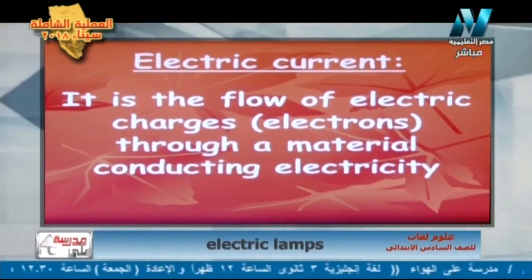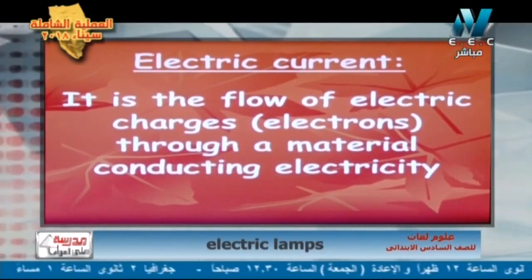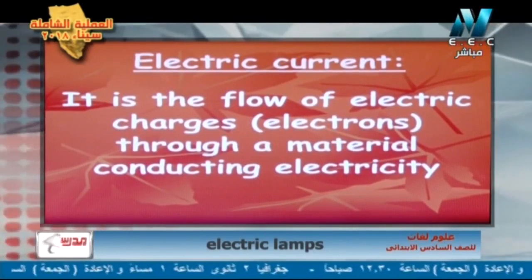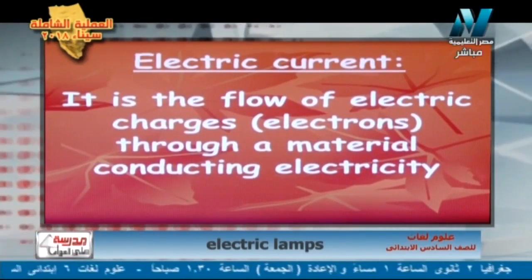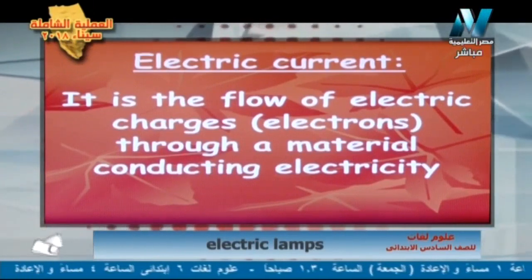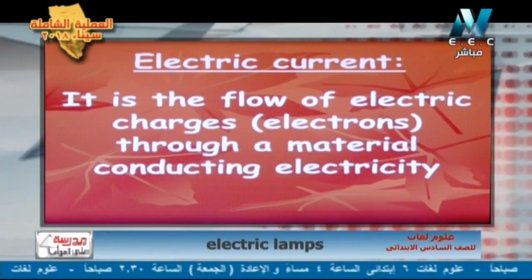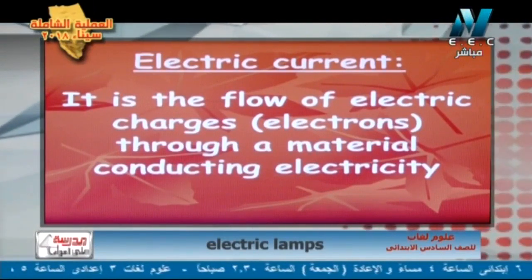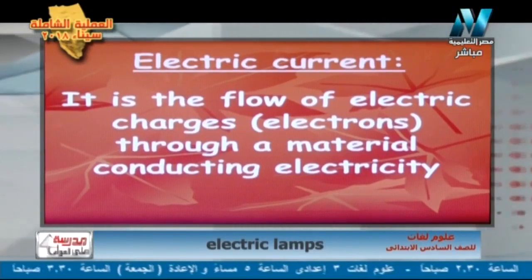يبقى هنا استنتاج مهم جدا ان كلمة electrons هي electric charge. electron هو عبارة عن شحنة كهربية and we will study it in details إن شاء الله next year السنة الجاية في prep 1. إن شاء الله هندرس يعني ايه electrons, protons and neutrons and so on. So again, electric current is a flow of electric charges, electrons, through a material conducting electricity.